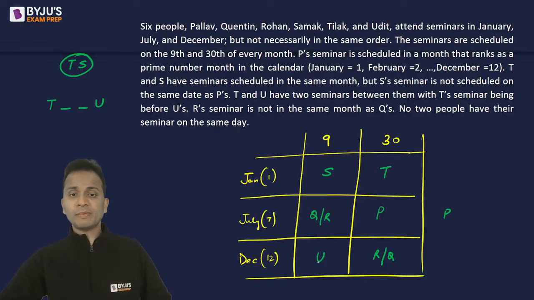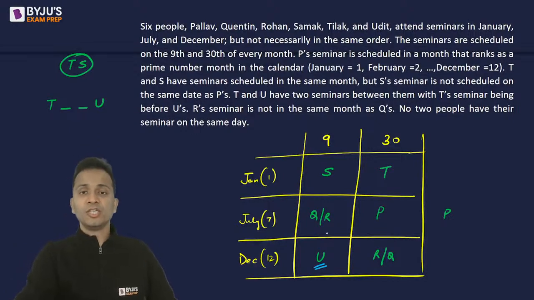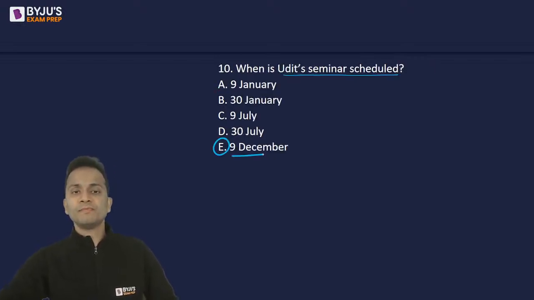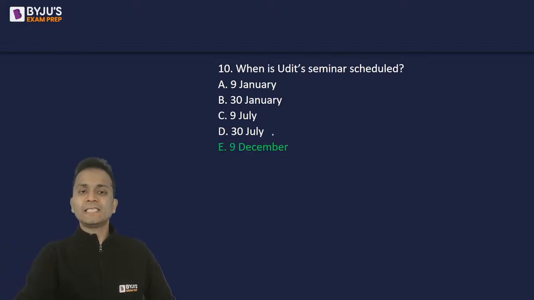So Udit's seminar is scheduled in December on 9th. So 9th of December should be the correct answer of this question. So 9th of December, that is option E, is the correct answer.